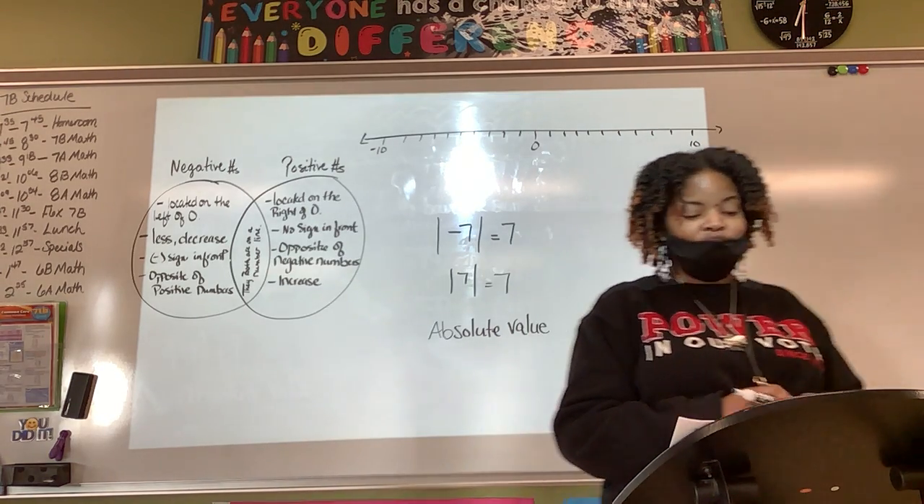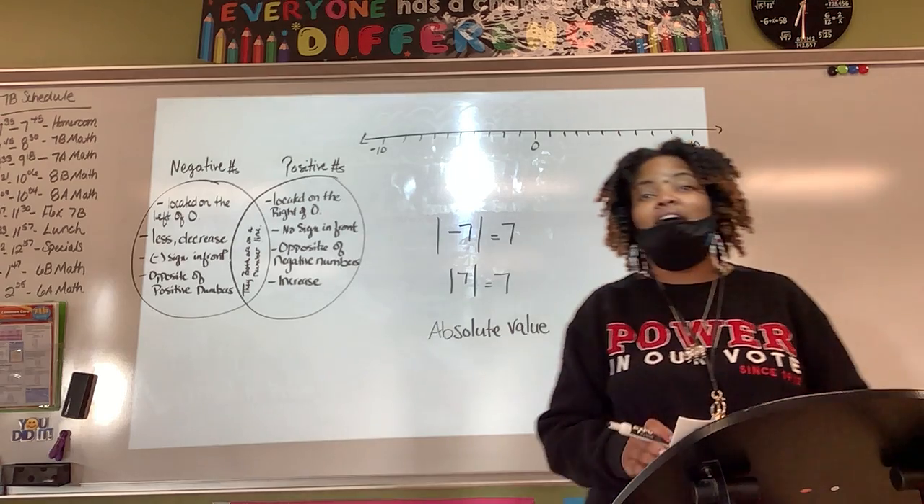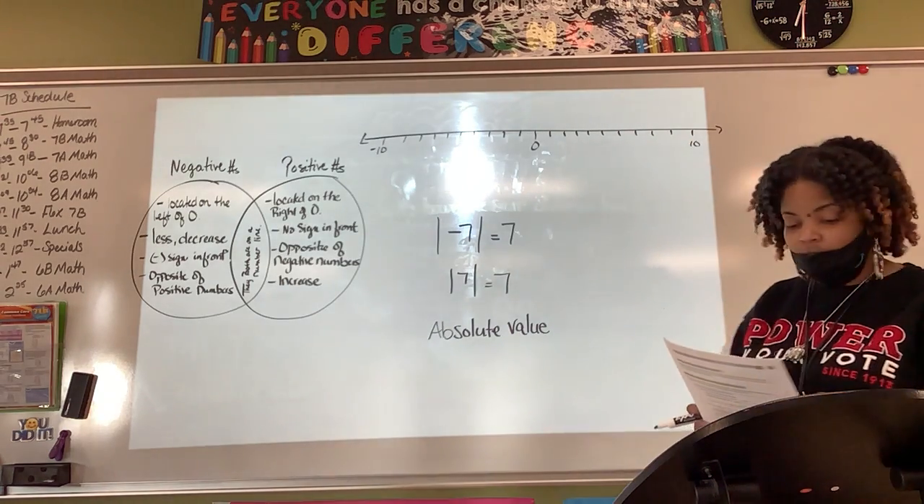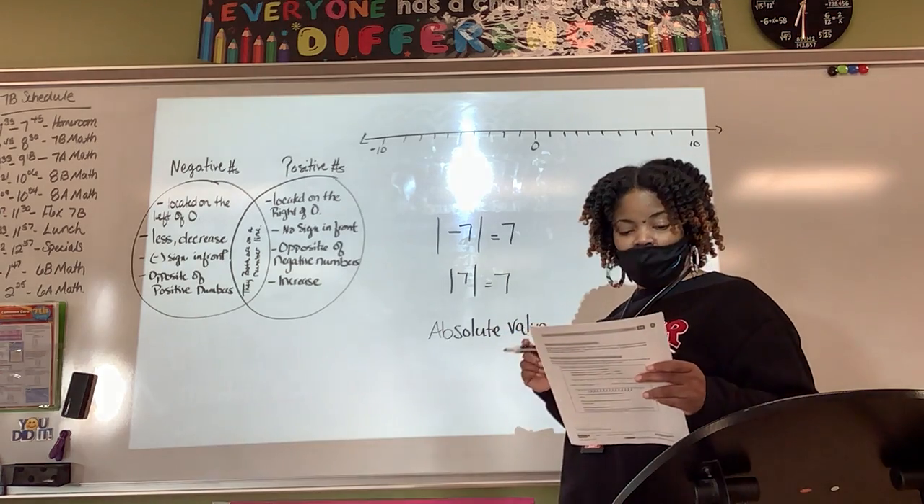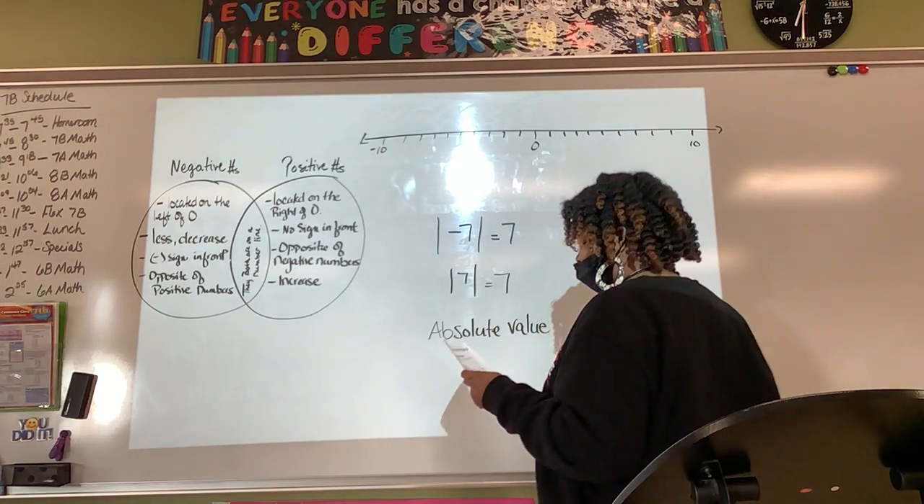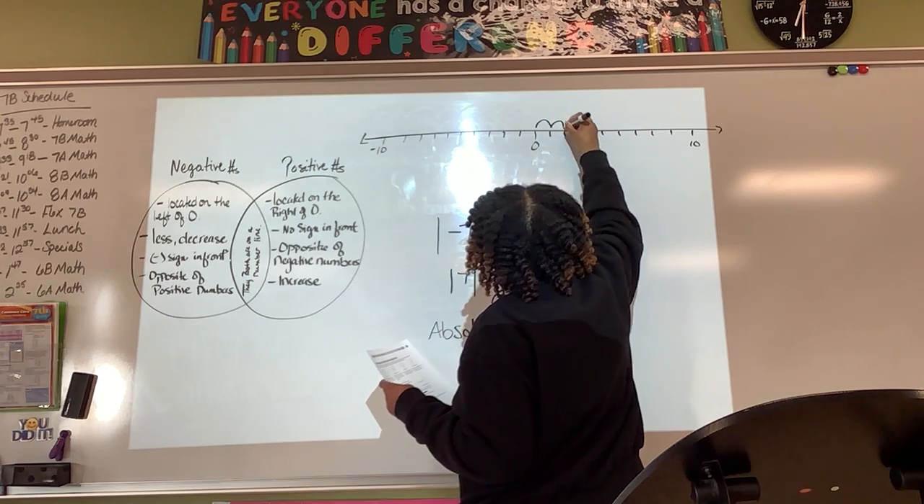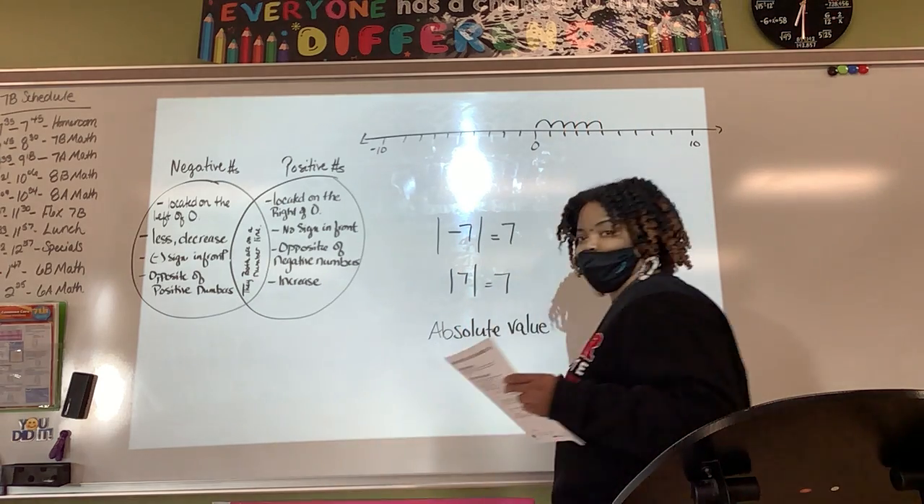My first card drawn is a 5. So, where do I start? And which way am I going? Left or right? Right. I'm going right. So, I'm going to go 1, 2, 3, 4, 5. And I stop at 5.